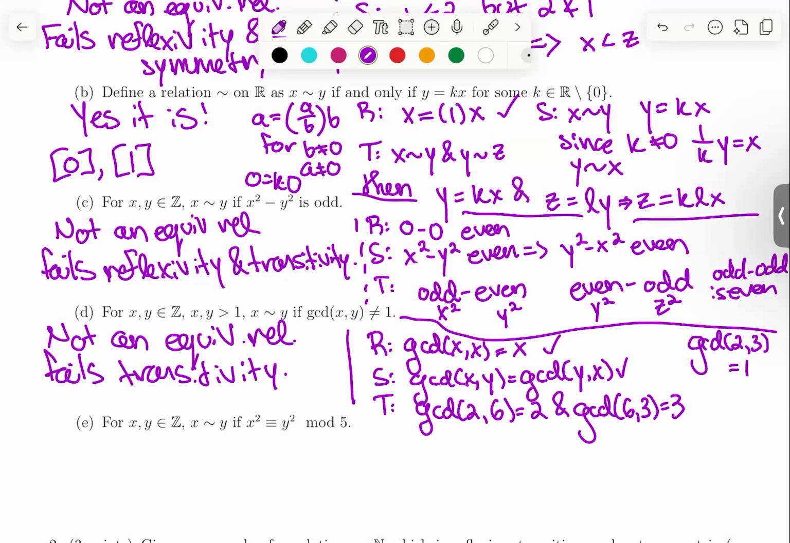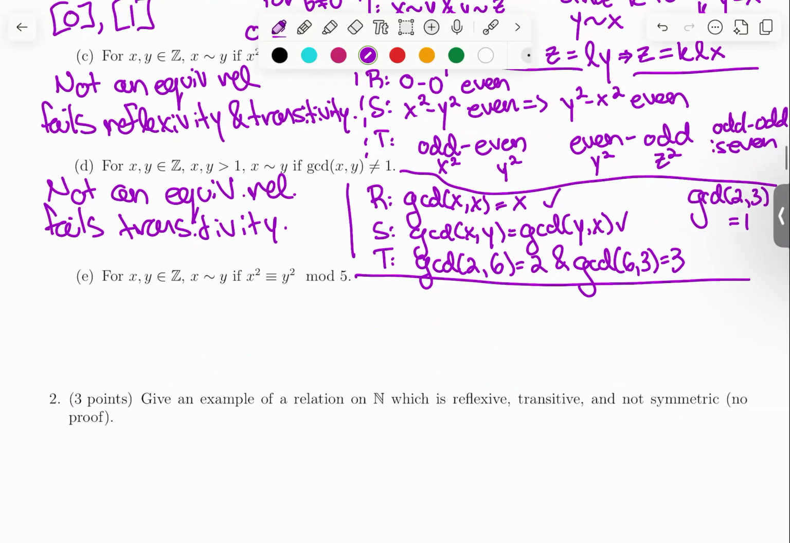Okay, last but not least, this is the one from your homework. And again, you don't need to prove it here, although you did have to prove it on your homework. This is an equivalence relation. So what's the gist of it? Well, x squared is going to be equal to x squared. x squared equals y squared implies that y squared equals x squared. Well, sorry, equivalence, right, mod 5.